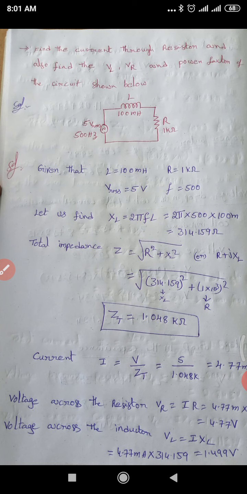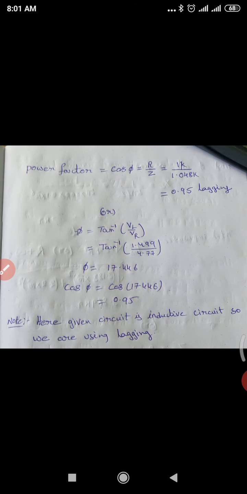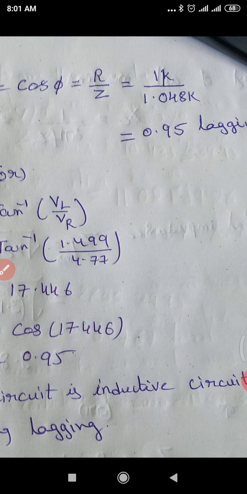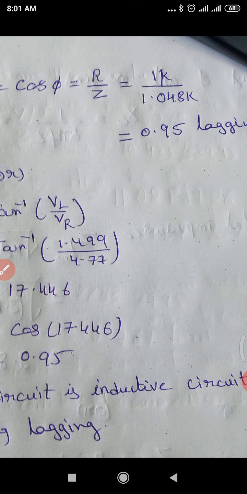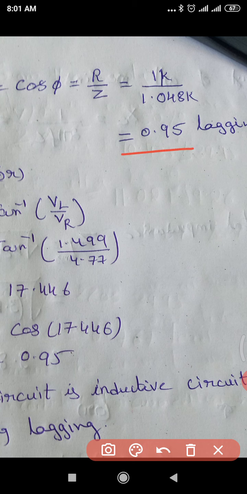Okay? So next, how can we find this power factor? Power factor is equal to cos phi. Cos phi is equal to R by Z, we already know the formula. So in the given problem R is equal to 1 kilo and we calculated Z as 1.048. If you substitute these and calculate, we get cos phi as 0.59. That is, the power factor is 0.59 lagging.